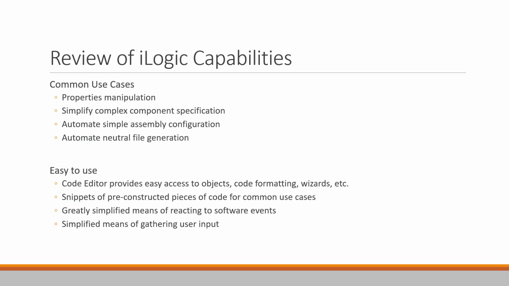There's a great code editor built into Inventor. It provides code formatting. There's some wizards for more complex things. Easy access to things like parameters and features and assembly occurrences. There's a whole host of snippets that combine both mostly iLogic functions, but also some API calls to help get you started with, I want to change a parameter value or I want to change a property value. You can use a snippet to see what the format and the syntax should be.